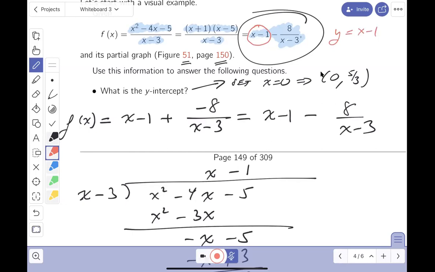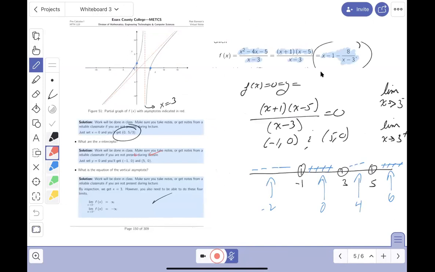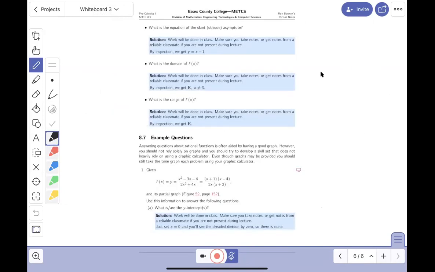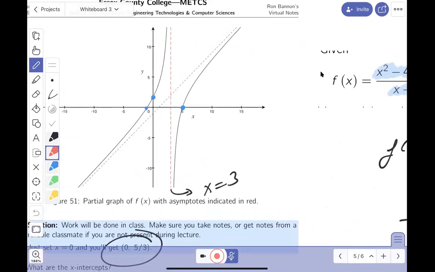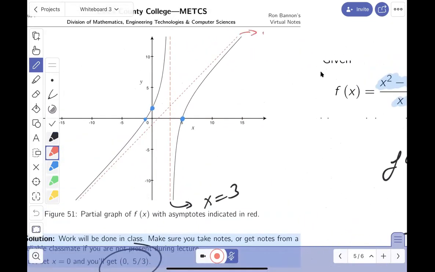Let me go back over here. I'm going to write the answer down. And what's the answer going to be? Y equals x minus 1. What answer do they have down? Same answer. Let's go back to our picture. What's the slant asymptote? Y equals x minus 1.